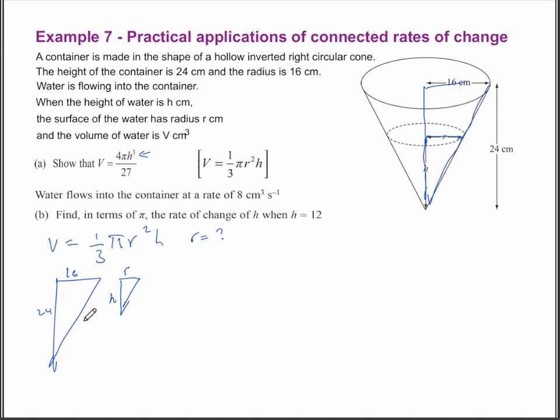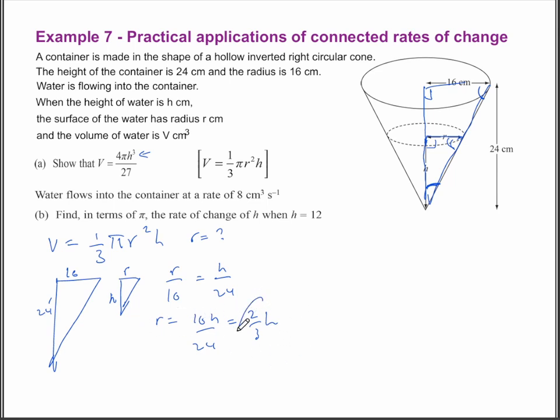Because they're similar, how do we know? Because they share this edge and they both have a right angle. Therefore, this angle is also going to be the same. Then these lengths can be written as a ratio of each other. Therefore, r over 16 is going to equal h over 24. Making r the subject, we get that r is equal to 16h over 24, which is just 2 over 3 h. So r is equal to 2 over 3 h.